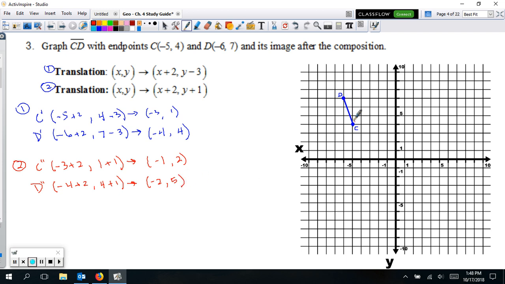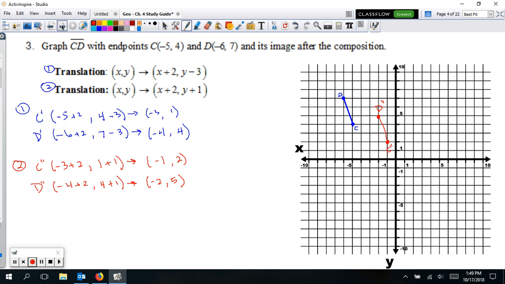So we've already plotted the original right there. You should have got that down already. Now we want to plot these ones. So it's going to be negative 1, 2. So negative 1 and 2 puts me right here. And negative 2, 5. So there's negative 2. And then go up 5. So 5 is up to here. So negative 2, 5 puts me right there. And we just draw our line like that. And so this would be our C prime is this one, our double prime, and D double prime is that one there.